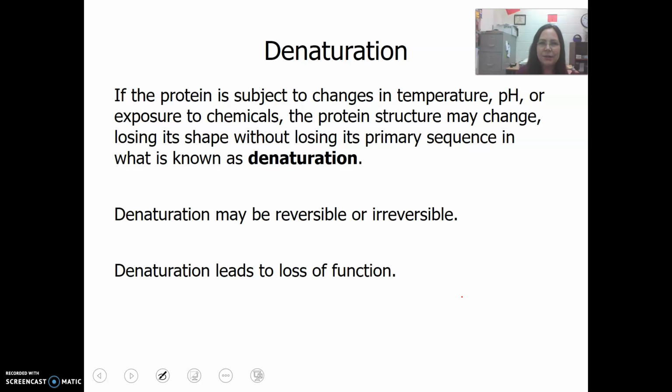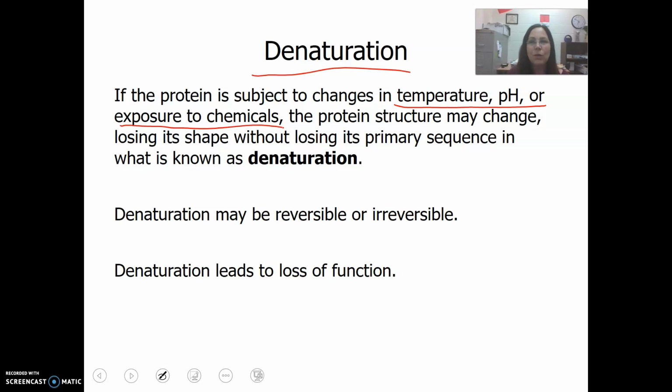Proteins can be denatured by heating or by change in pH. Change in temperature, change in pH, or exposure to chemicals can denature a protein. And when the protein is denatured, it loses its shape. And if it loses its shape, then it won't function like it's supposed to. So it still keeps its same amino acid sequence, but it loses its shape. And denaturation can be reversible or irreversible depending on the situation. And denaturation does lead to loss of function. When the protein is denatured or the shape is changed, it cannot function.